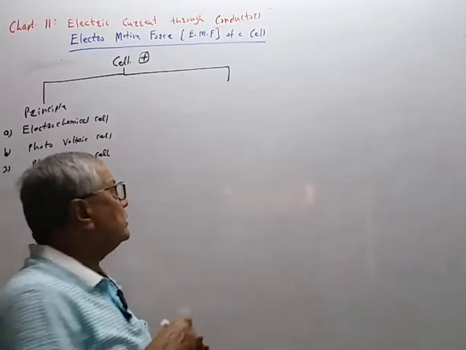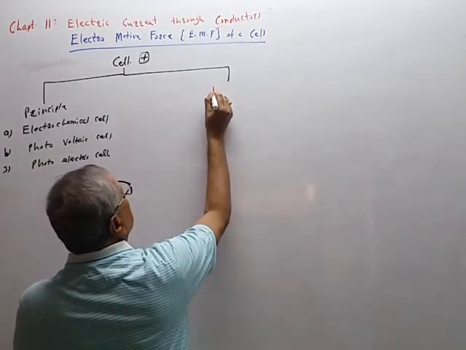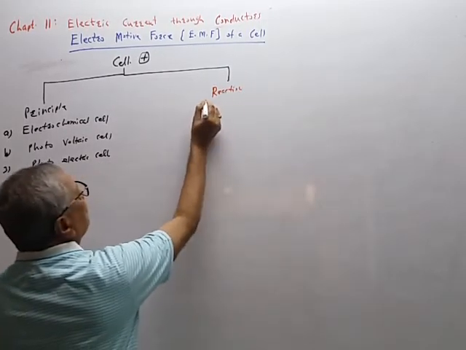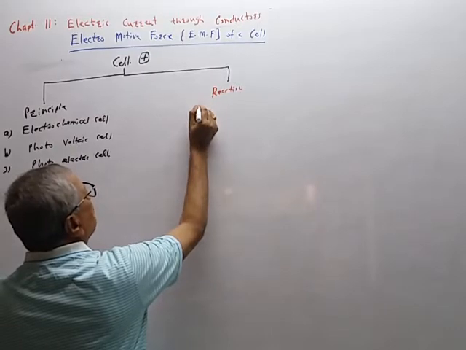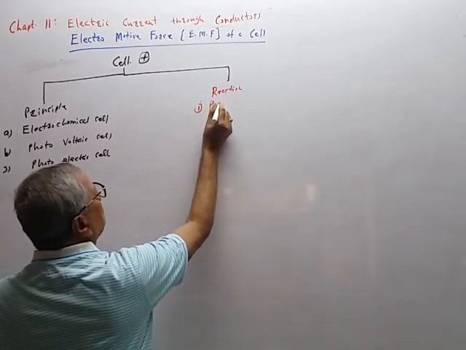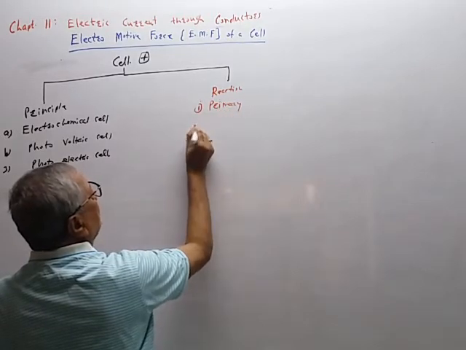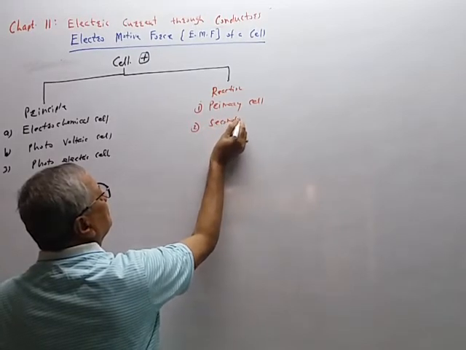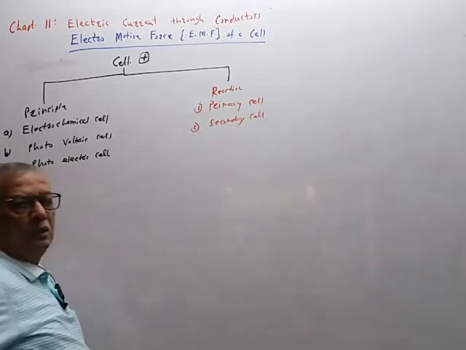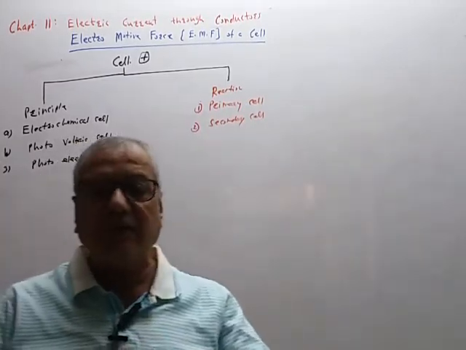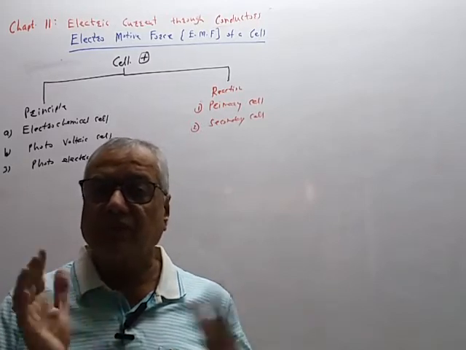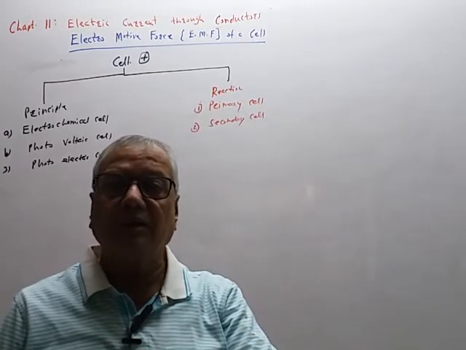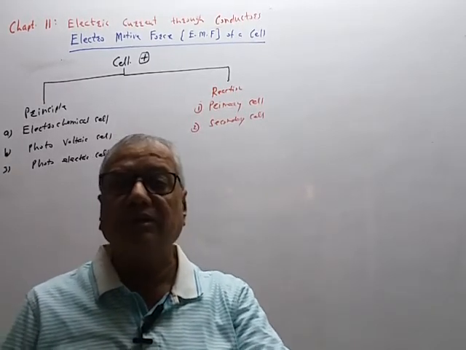And the second one is depending upon the reaction, whether the reaction taking place inside the cell is reversible or not reversible. There are two types: one, primary cell, and second one is a secondary cell. In chemistry, almost all the cells you have learned, but in physics we are concerned with the term EMF, the terminal EMF, terminal potential difference, etc. with the cell.